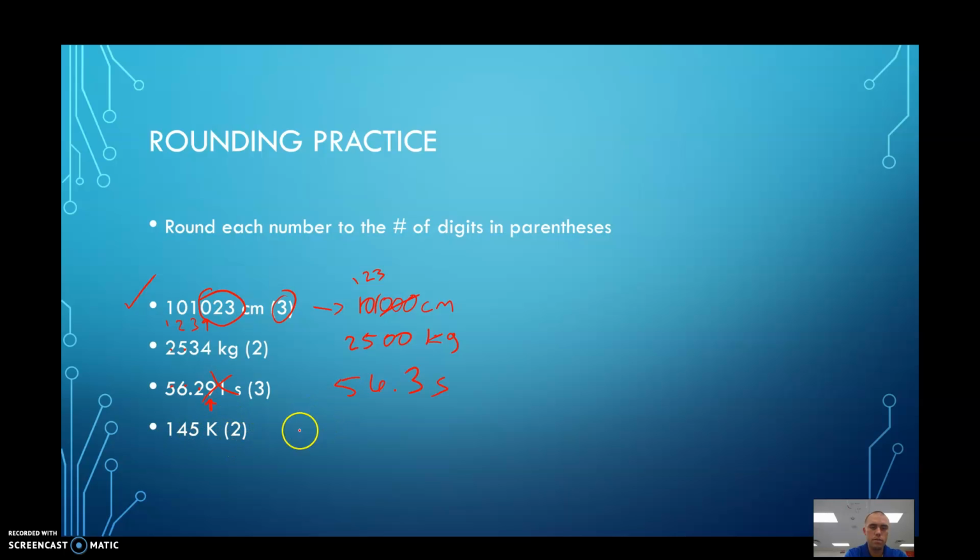145 Kelvin to 2 significant figures. There's 1, there's 2. Round off of that one. So this becomes 150. 145 rounds up to 150. If you were to just leave this one as 15, that would not be right. You have to make sure that that 0 stays in as a placeholder. 145 obviously does not round to 15. 145 rounds to 150 pretty easily.